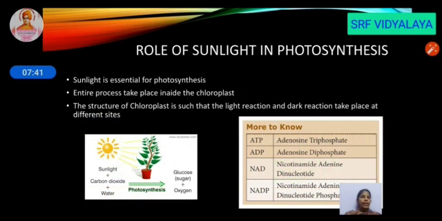Role of sunlight in photosynthesis. Sunlight is essential for photosynthesis. The entire process takes place in the chloroplast. The structure of the chloroplast is such that the light reaction and dark reaction take place at different sites. Before going to the reactions, we should know these terms: ATP, ADP, NAD and NADPH. These are the terms we have to know before entering into the reaction.